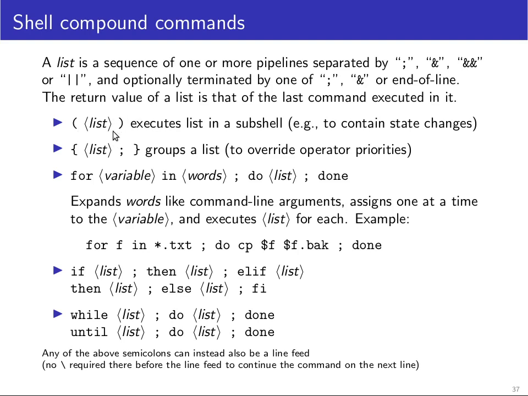And you can group such lists together in two ways. You can put round parentheses around the list, and then the list will be executed in a subshell. So a separate process of the shell will be invoked, and then any state change that you make, for example, if you set any shell variables inside here, will not affect anything outside, because this is really as if you had invoked the list in a separate shell, and the shell forgets everything that happened afterwards. If you just want to group things together to override operator priorities, but you don't want to execute an entire subshell, you can use curly braces for that purpose.